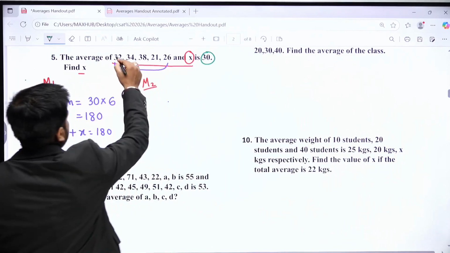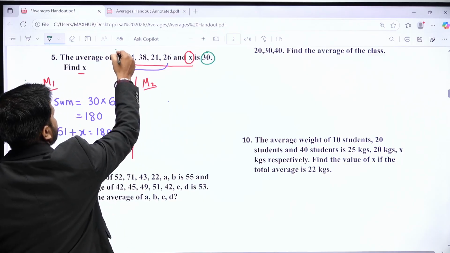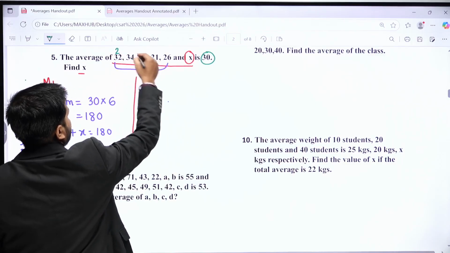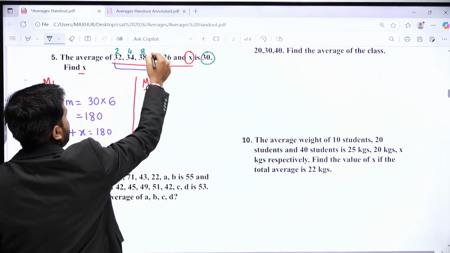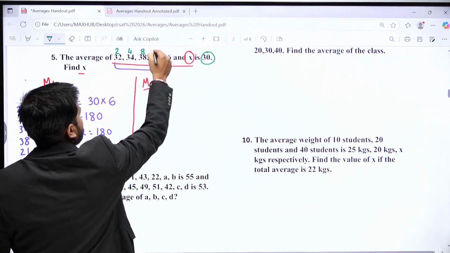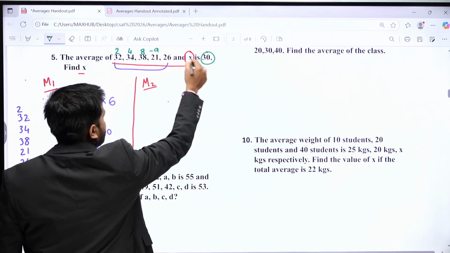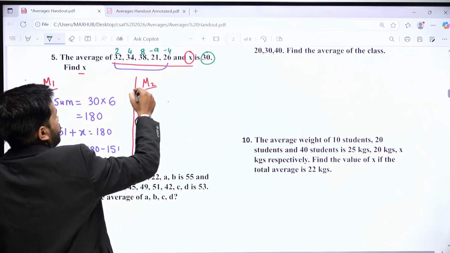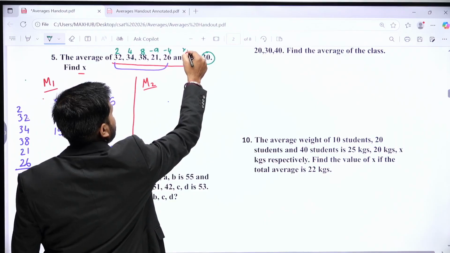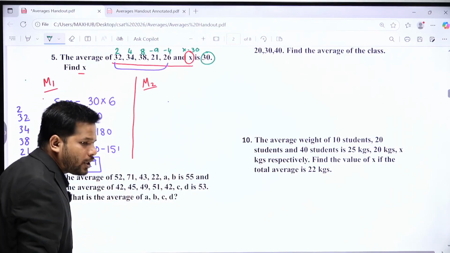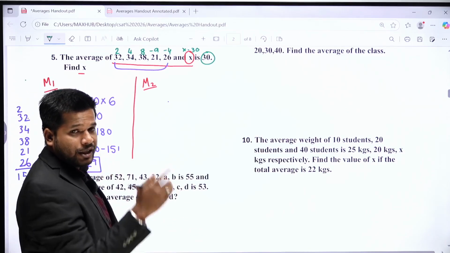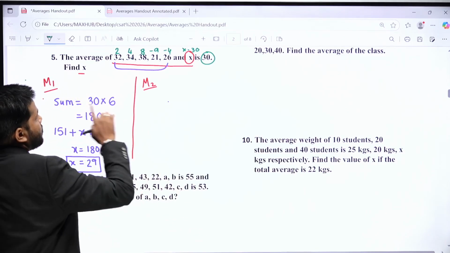32 minus 30, डिविएशन कितना? 2. 34 minus 30, डिविएशन 4. 38 minus 30, डिविएशन 8. 21 minus 30, डिविएशन -9. 26 minus 30, डिविएशन -4. x minus 30, डिविएशन x - 30. x के जगह कुछ भी होता तो आई वुड हैव डन x - 30 टू गेट द डिविएशन. अभी क्या है, सबको ऐड करना है.